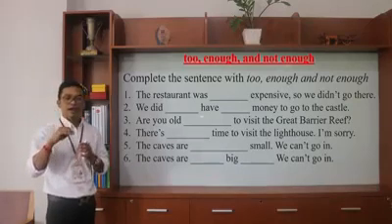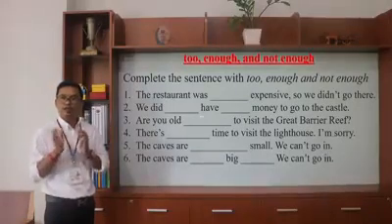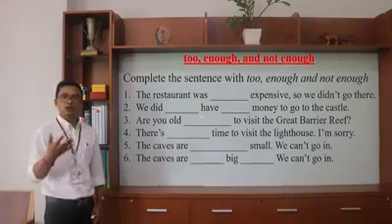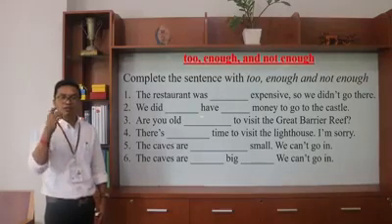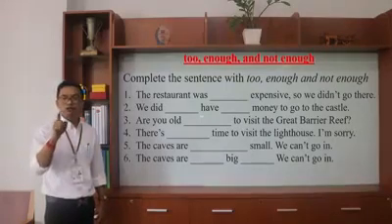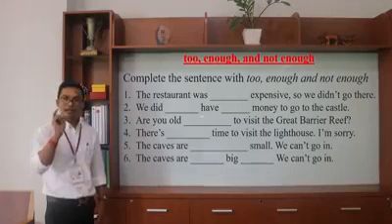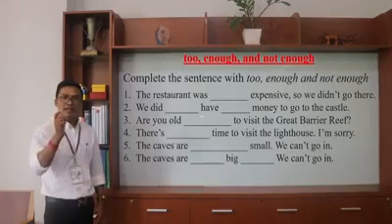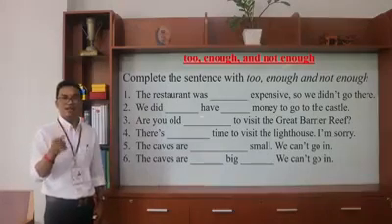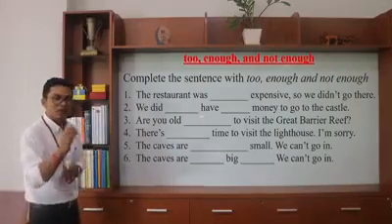Okay, number 3. Are you all blah blah to visit, very big? So you see, all is an adjective. If you want to use too, no, because the rule of too is too plus adverb, too plus adjective, too many plus countable noun, too much plus uncountable noun, and enough: adjective plus enough, adverb plus enough, and enough plus noun. So here should be enough, right? Because all is an adjective.